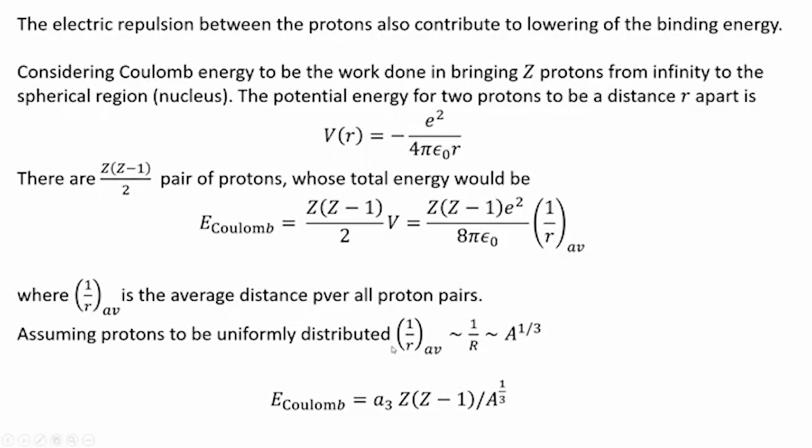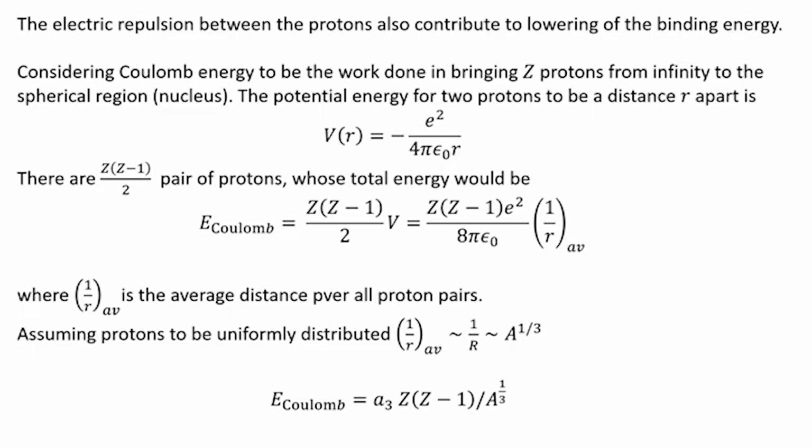And we have this electric repulsion, or rather the Coulomb term, which also contributes to the lowering of the binding energy. And how does it do that? Consider the Coulomb energy to be the work done in bringing Z protons from infinity to the nucleus, or this spherical region in the nucleus.